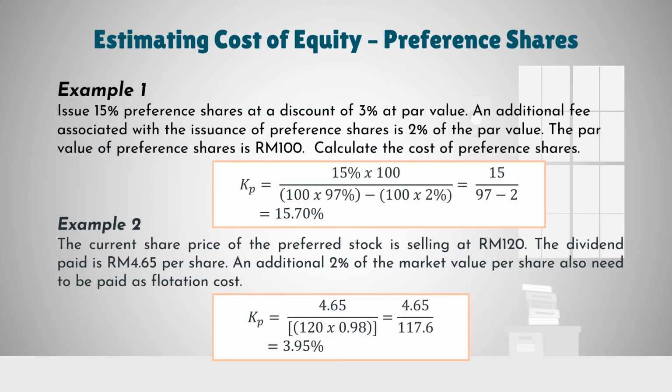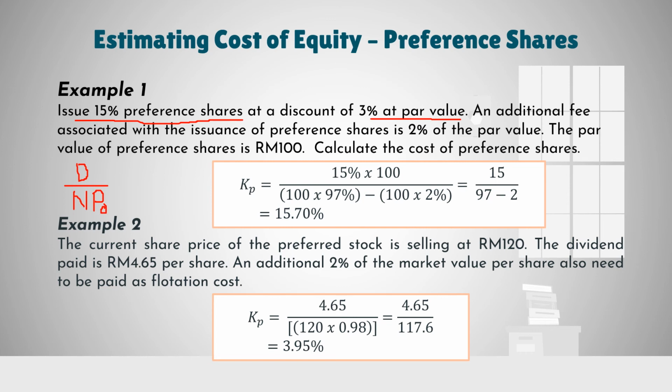Okay, so this is the example of the estimate cost of equity in preference share. So for example 1, issue 15% preference share at discount of 3% at par value. So sekarang ni dia dah cakap kita kena ingat balik the formula. The formula adalah dividend divide by NP0. So this is the formula.